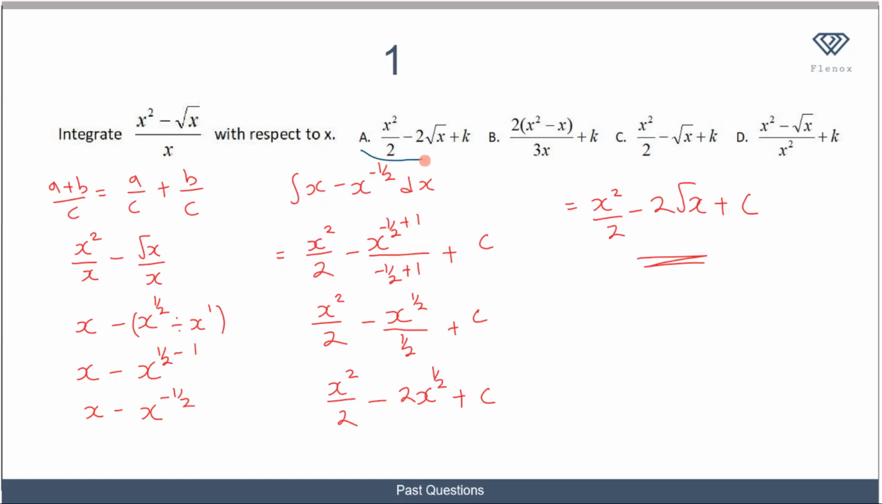Now you should notice something, that you have plus k. In theirs, they represented the constant of integration by the letter k while we use c. So it does not really matter what you use to represent your constant of integration. What matters is that you include it. So let's move on to the next example.